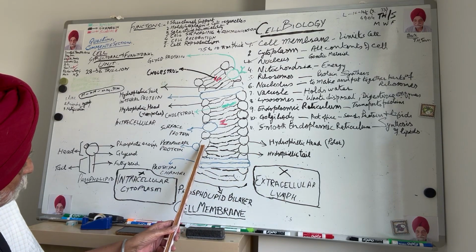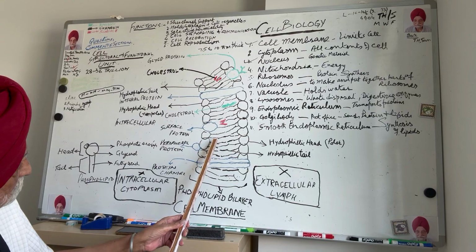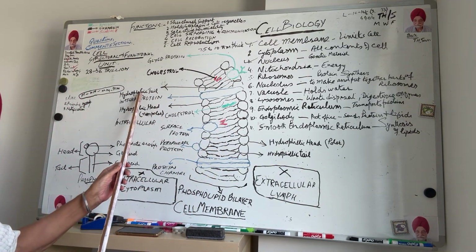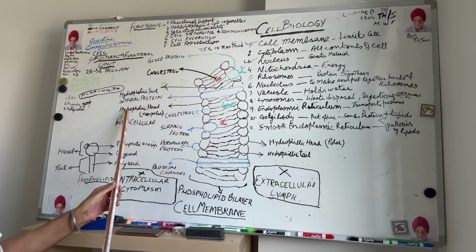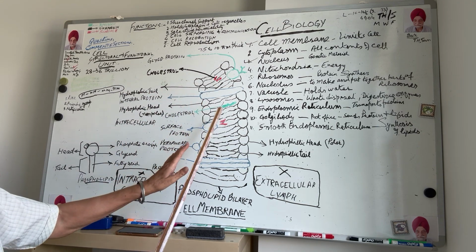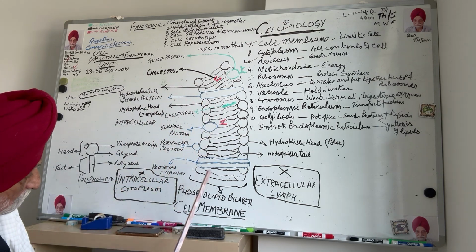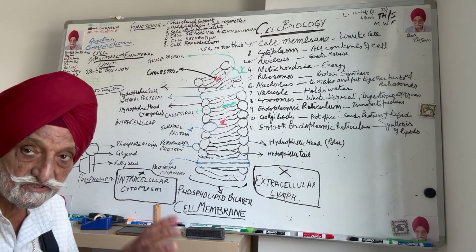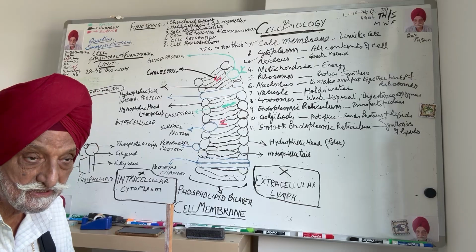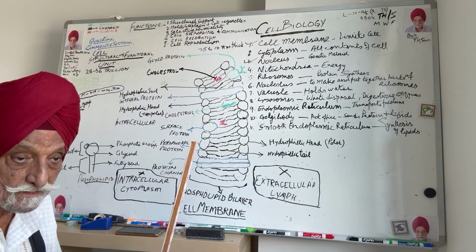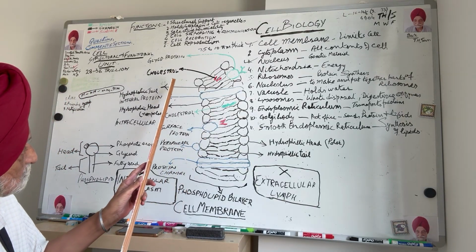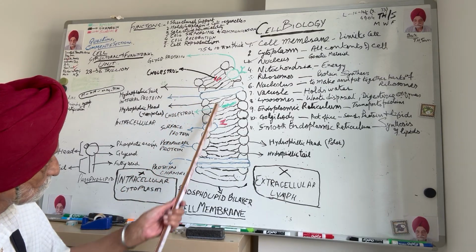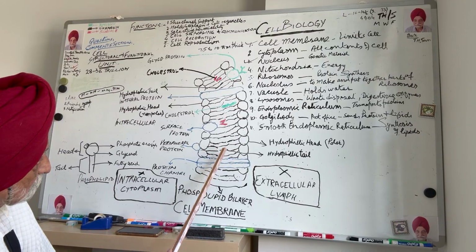This is called the hydrophobic head, and these are called the hydrophilic tails. Here it is, hydrophilic head and hydrophobic tail. The phospholipid bilayer makes the main structure of the membrane. Not only that, inside the membrane there is present the cholesterol. Cholesterol is also involved in the formation of the plasma membrane.